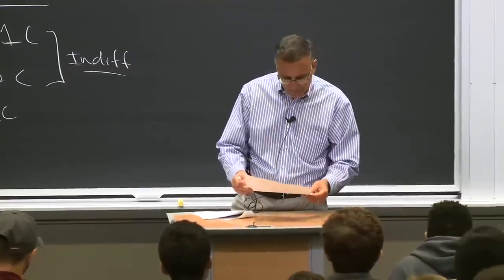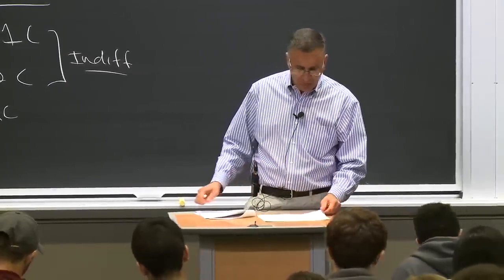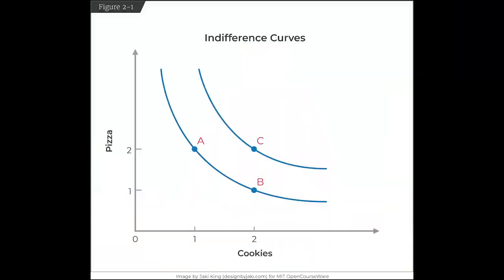And we do so in figure 2.1 in the handout. Okay, so here's your indifference curve. We've graphed on the x-axis your number of cookies, on the y-axis slices of pizza. Now, we've graphed the 3 choices I laid out here. Choice A, which is 2 slices of pizza and 1 cookie. Choice B, which is 2 cookies and 1 slice of pizza. And choice C, which is 2 of both. And I've drawn on this graph your indifference curves.